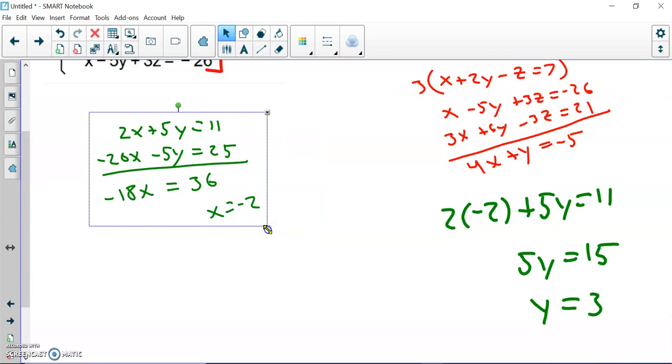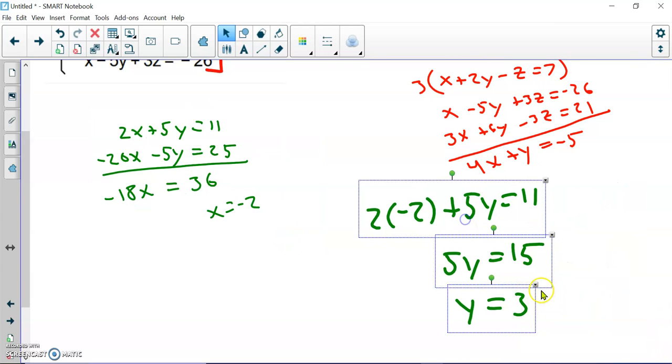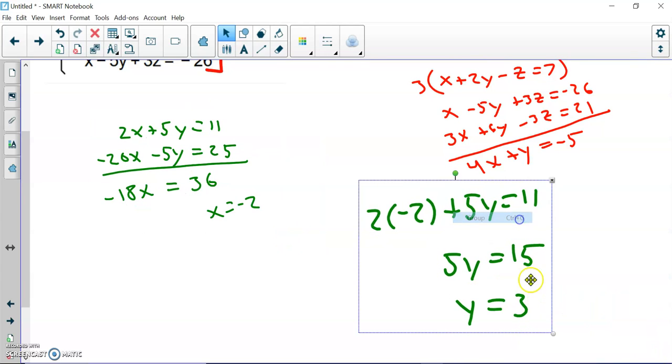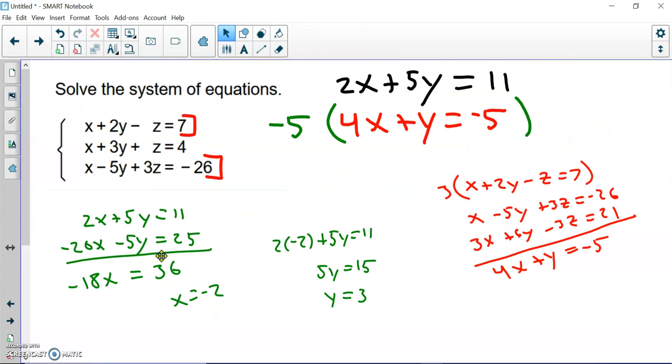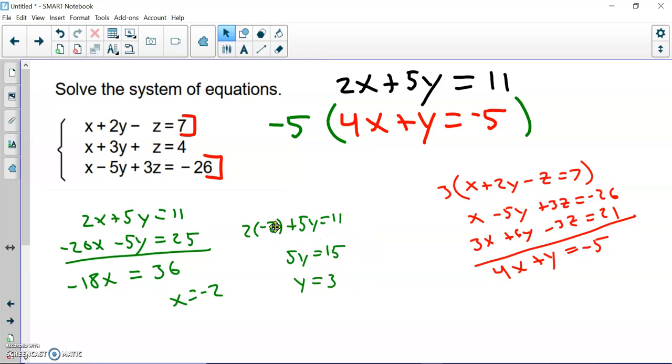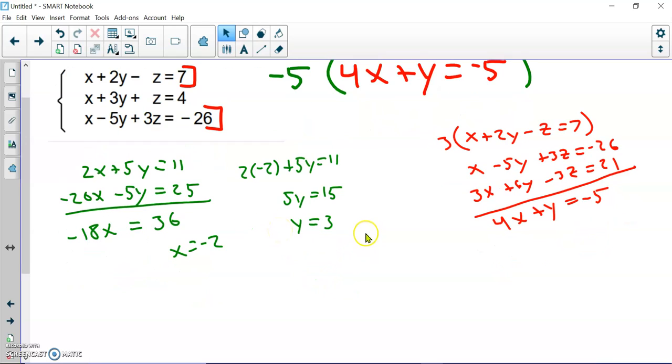And now that we have it, we can plug both of these values in to our favorite equation from the original system in order to get z. Right? That was the variable we eliminated. That's the one we'll get last. So it doesn't matter. How about I pick the middle equation? Just for whatever reason, there's a positive in front of the z.